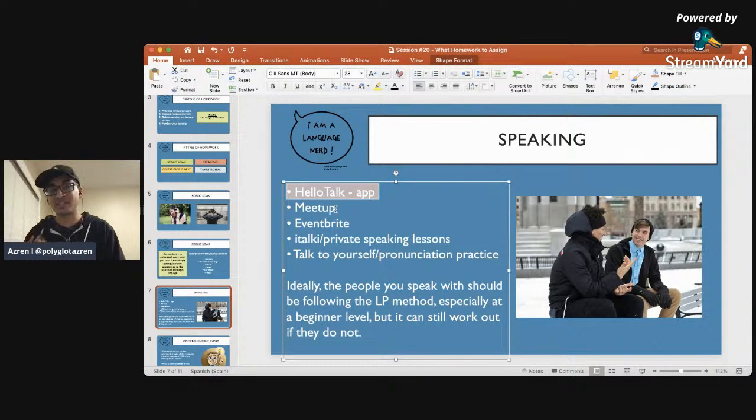So if I'm learning Korean in this case, I would find a Korean person. It's just an informal thing where they help me learn some Korean, they help me practice, and I help them practice English. So that's also an app that may be worth recommending to students and giving them homework around using HelloTalk as the app.